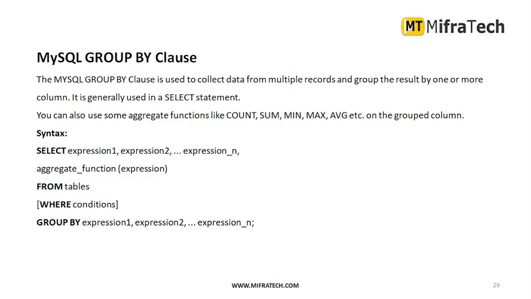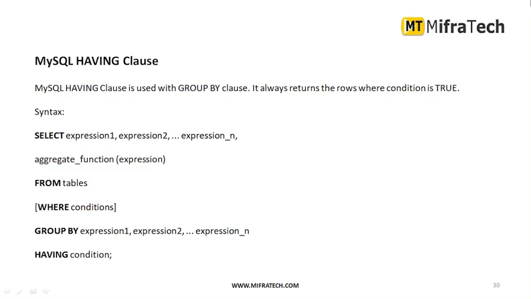Group by clause. It will group the result by one or more columns. The MySQL group by clause is used to collect data from multiple records and group the result by one or more columns. It is generally used in a select statement. You can also use aggregate functions like count, sum, minimum, max, average, etc. on the grouped column. Syntax: select expression 1, expression 2, and many more options, aggregate function expression from tables where condition and the group by clause.